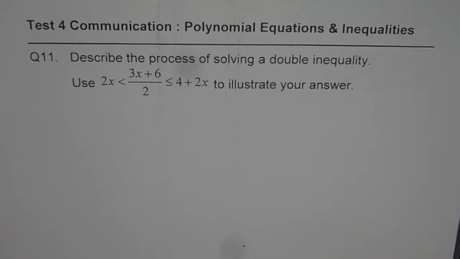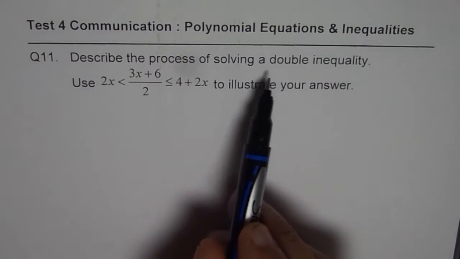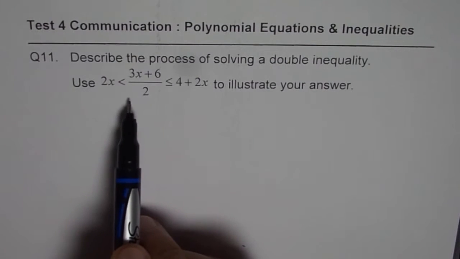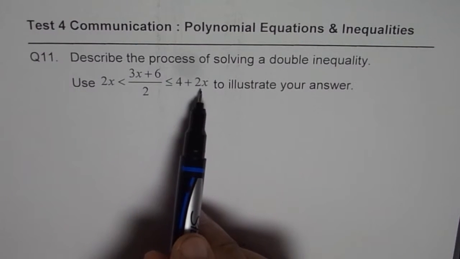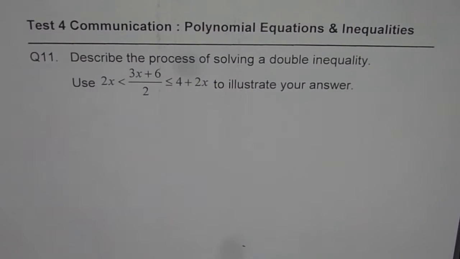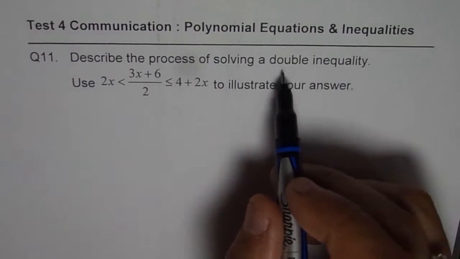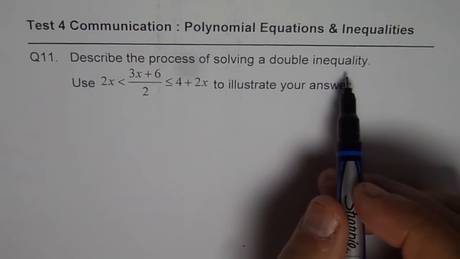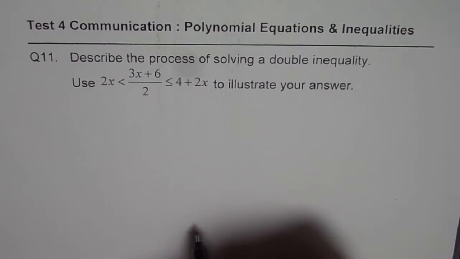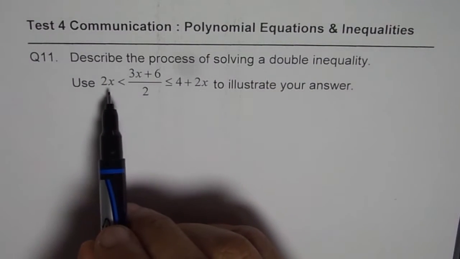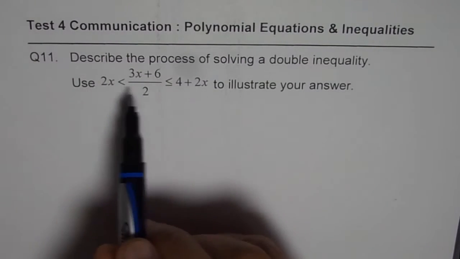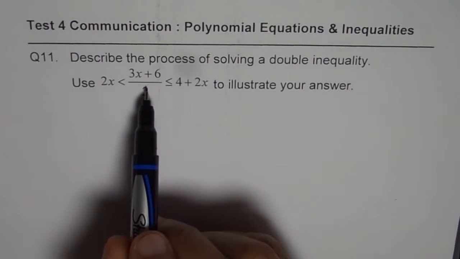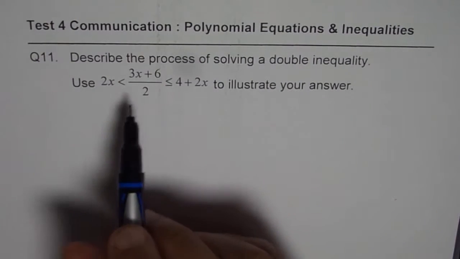So the question here is, describe the process of solving a double inequality. Use 2x is less than (3x plus 6) over 2, which is less than or equal to 4 plus 2x to illustrate your answer. Now let's be clear that whenever we solve double inequalities, we may or may not get a solution. From the given example, we can actually get rid of x's from the two extremes and the x value remains in between, and so the method which we will follow works for it.